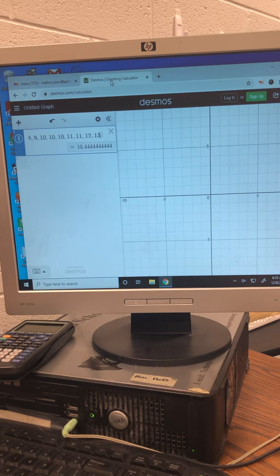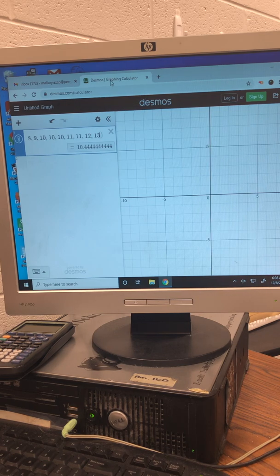And when I do that, it's going to give me 10.44444, which we'll just round to 10.4. So I'm going to say the mean of the first one is 10.4. Now for the median. When I do the median, I'm not going to retype all these numbers because I'm still using the same numbers. I'm just going to replace the word mean with the word median. And it's going to tell me the median is 10, which would be the middle number.